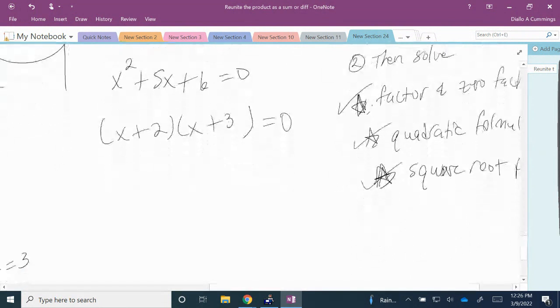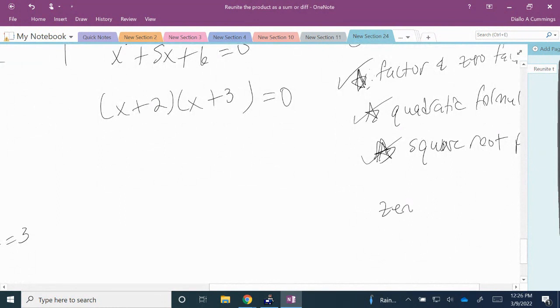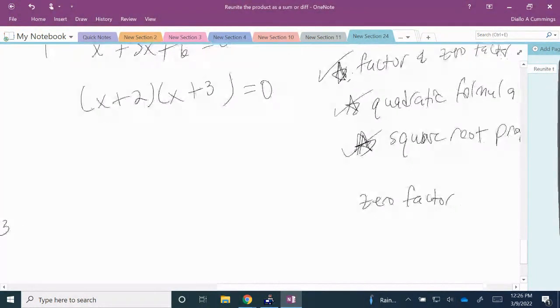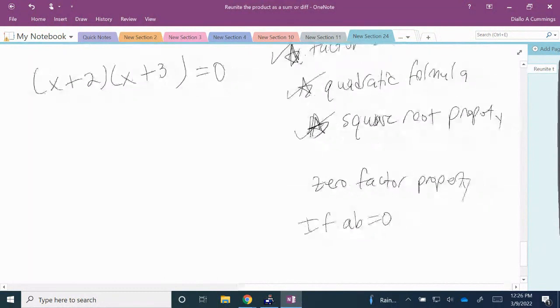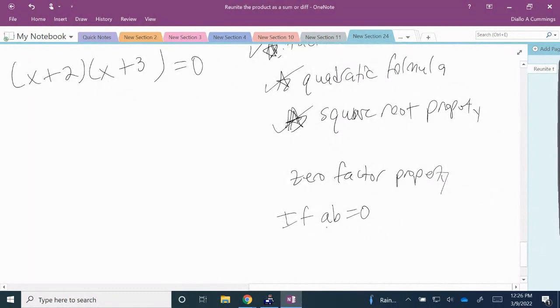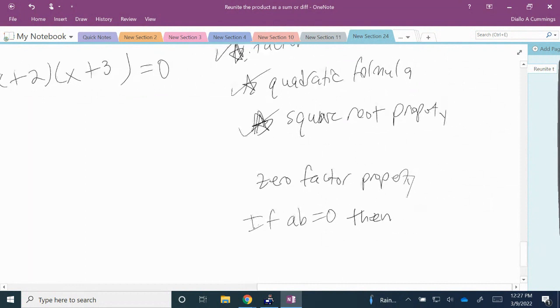The zero factor property, I'm going to write that over here. The zero factor property says if a times b is equal to 0, right? So notice that's a product. That's a times b. I have two factors. A is my first factor. B is my second factor. Then you can take each factor and set equal to 0. So if a times b equals 0, then you can set a equal to 0 and you can set b equal to 0.